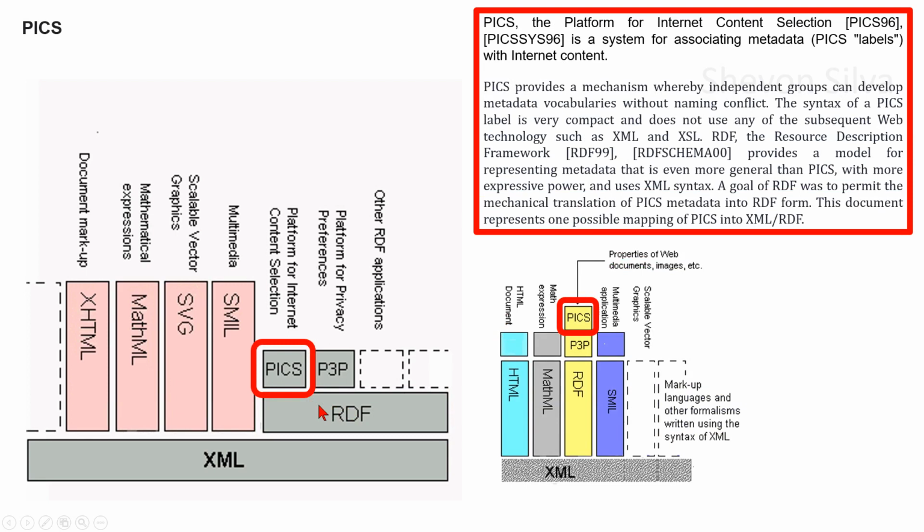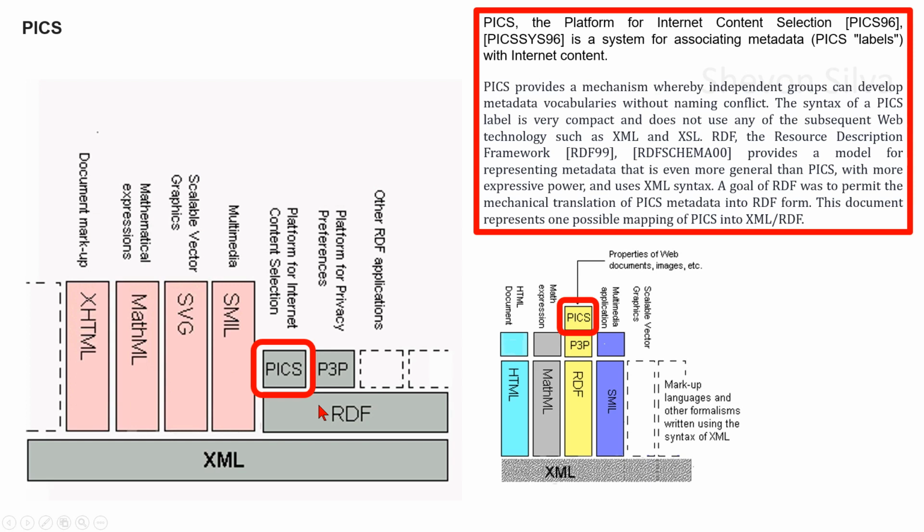PICS, the Platform for Internet Content Selection, PICS 96, is a system for associating metadata, PICS labels, with internet content. PICS provides a mechanism whereby independent groups can develop metadata vocabularies without naming conflict. The syntax of a PICS label is very compact and does not use any of the subsequent web technologies such as XML and XSL.